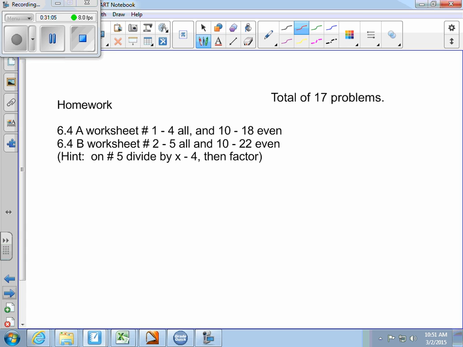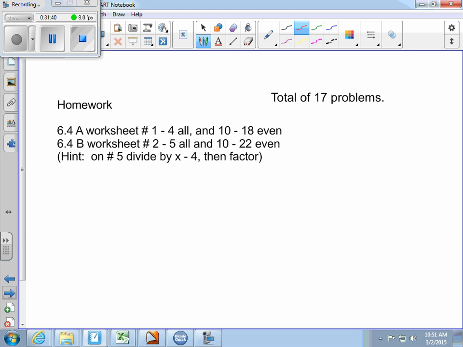I do have a hint for you. On number 5 on B. Hint to you: 2x plus 1, you'd have to do long division to divide that out, wouldn't you? That's a cubic. Do I need to divide it twice? Divide out the x minus 4 and then factor. You don't know that one of the factors is 2x minus 1. So, hint, I would do the x minus 4 first.